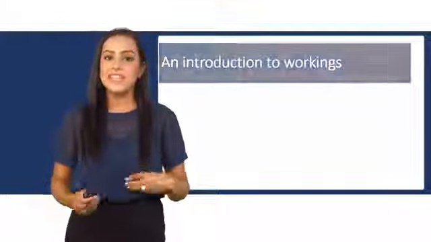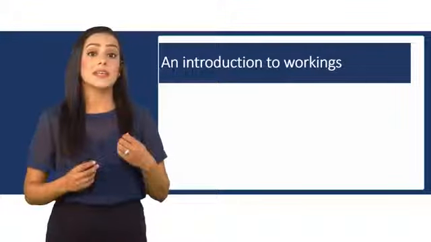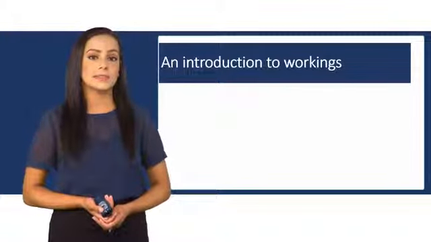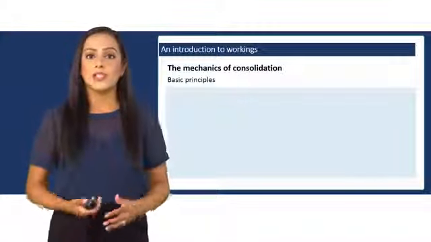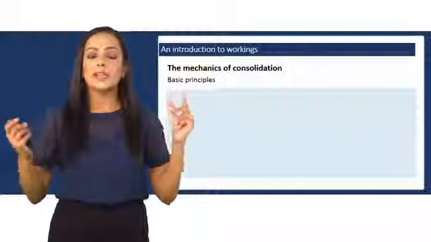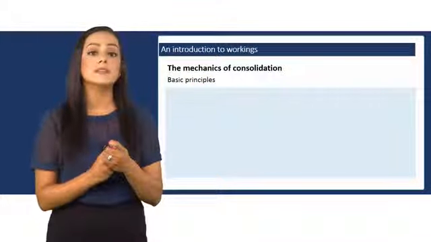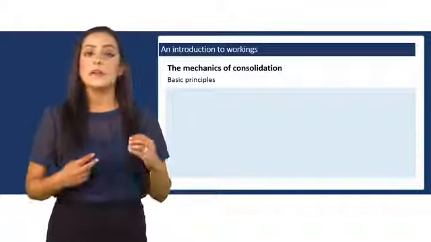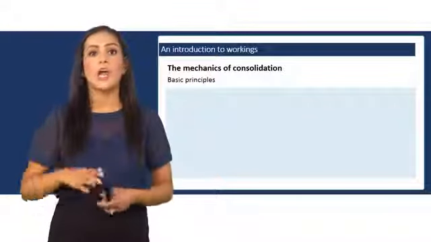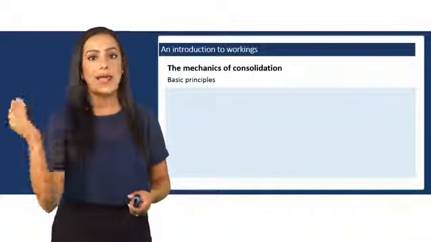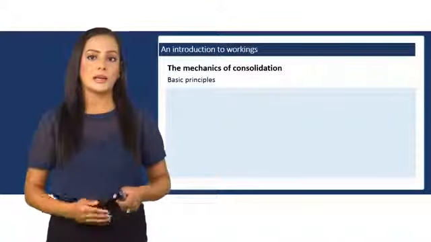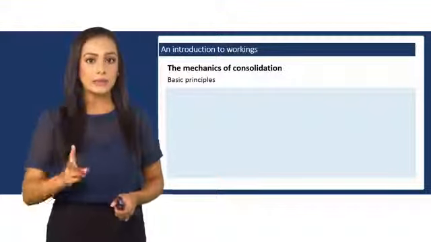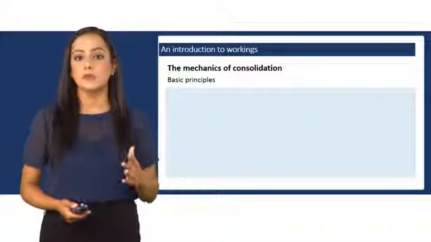Hi guys, welcome. This video will introduce you to the key workings needed to prepare the consolidated statement of financial position. The idea behind consolidation is that we take 100% of the parent's figures and add it to 100% of the subsidiaries' figures. This is known as acquisition accounting, where we just add across the company's assets and liabilities on a line-by-line basis. But the only difference is that share capital and share premium is that of the parent only.